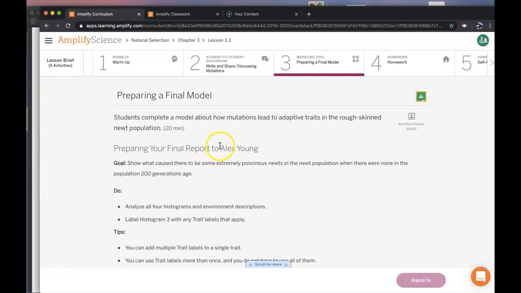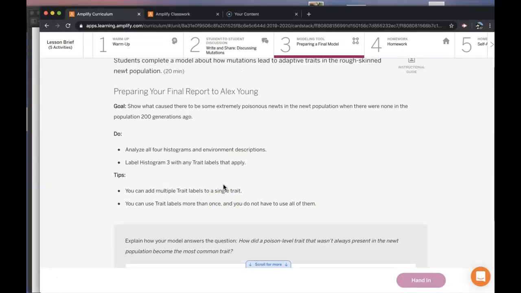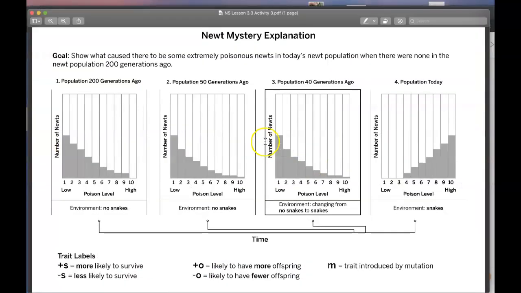You're going to be doing a modeling tool, and you're going to be trying to show what caused there to be some extremely poisonous newts in today's newt population when there were none in the newt population 200 generations ago. We can see here that this level 10 does not exist, but today it is the largest distribution of any of the poison level traits. You're basically just trying to show what happened.